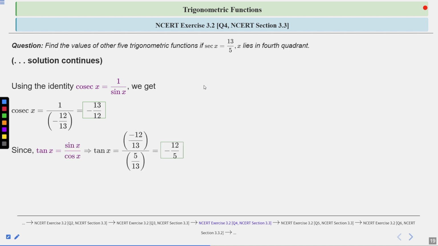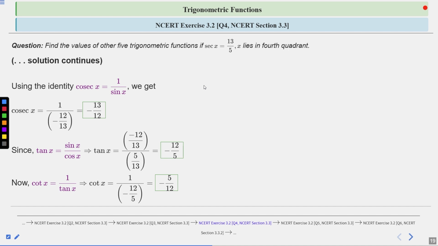Now, since tan x equals sin x upon cos x, therefore tan x will be equal to minus 12 upon 13 upon 5 upon 13. After further simplification, we get tan x equal to minus 12 upon 5, as 13 and 13 will cancel out.